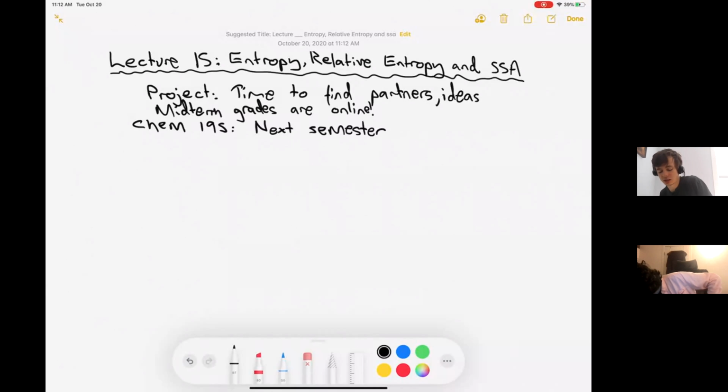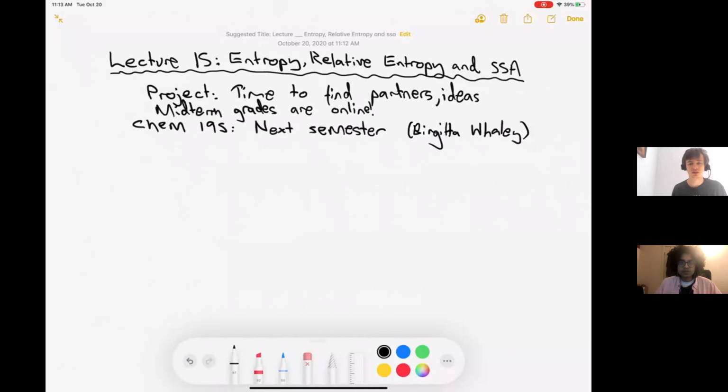It's going to be taught by Birgitta Whaley, who has taught this class many times before, and is a brilliant lecturer, brilliant professor, one of the original generation of quantum information people. I think the official title is Special Topics in Quantum Computing. But basically it's going to be a natural follow-on to this course, going into some more advanced topics, more cutting edge areas and so on.